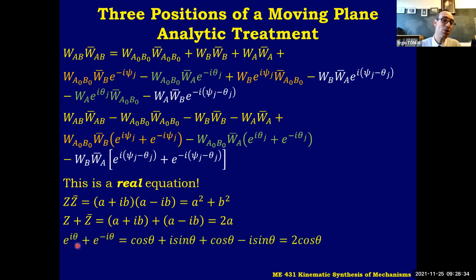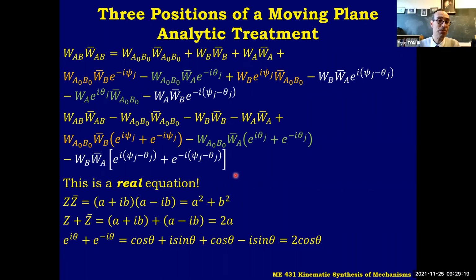If you apply it to Euler's identity, this is e to the i theta. This is its complex conjugate. So you have cosine theta plus i sine theta for this, and for this one, it's cosine theta minus i sine theta, which is just 2 cosine theta. So that's also real, okay? Which are for those parentheses. That's why, although this equation looks complex, it's real. It's not actually complex.